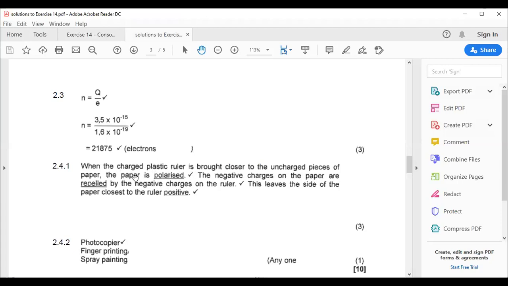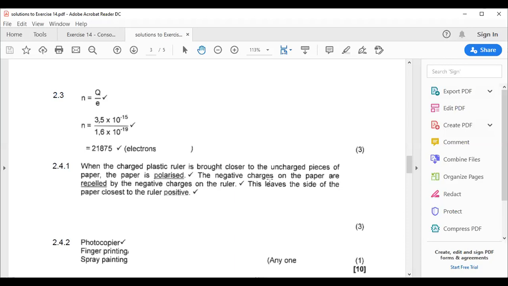So here the paper is neutral and the ruler is negatively charged. When you bring a charged object to a neutral object, 2 poles, 2 regions of separate charge are induced or formed. So you're going to have one side with positive, one side with negative. So when you bring a negative, it means the positive are going to go towards the ruler, right? Then the negative are going to go on the other side. So the paper is polarized.